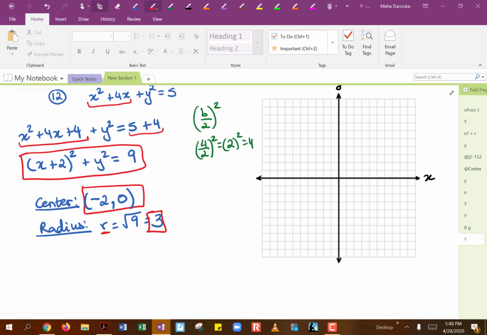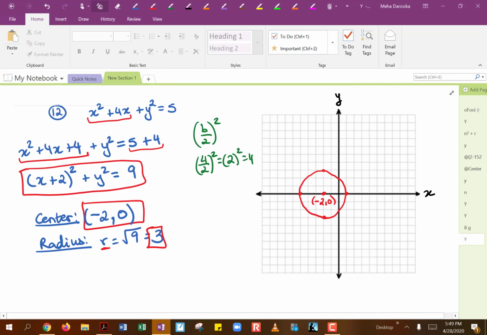Okay, so again, this will be x plus 2 squared plus y squared equals 9. So our center is at negative 2, 0, and the radius is 3. So negative 2, 0 will be here, and then you are going out 3 units from there in all directions. So 1, 2, 3, 1, 2, 3, and then this is what our circle is going to end up looking like. So this is what happens when you rush, okay? So don't rush, slow down, so you don't make the mistake that I just did.